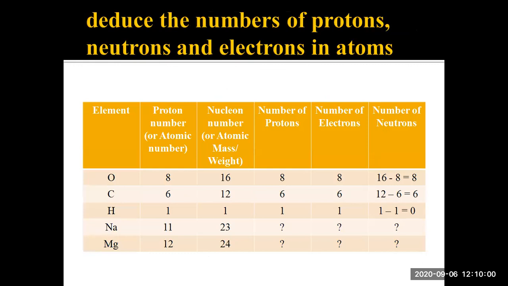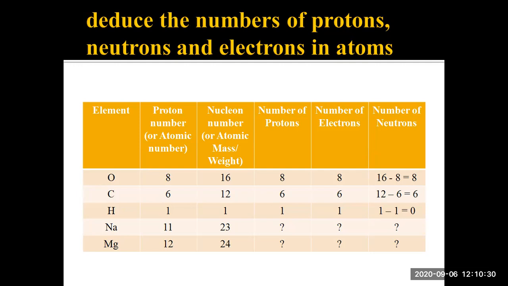Now here's the work to do. You have to deduce the number of protons, neutrons, and electrons in atoms. The first 3 is done for you. For example, in oxygen atom, the proton number is 8, nucleon number is 16. You can easily calculate the number of protons, electrons, and neutrons. Number of protons is 8, number of electrons also 8. If you want to calculate the number of neutrons, you will simply subtract the proton number from nucleon number.